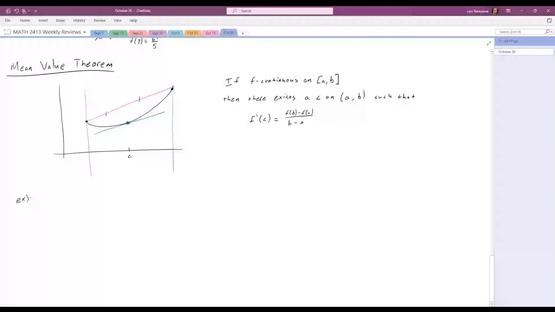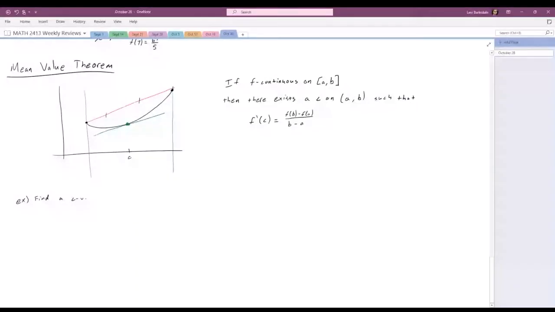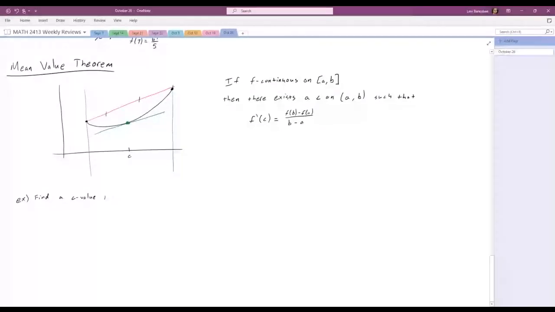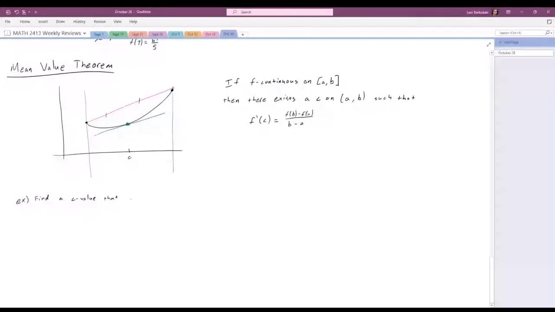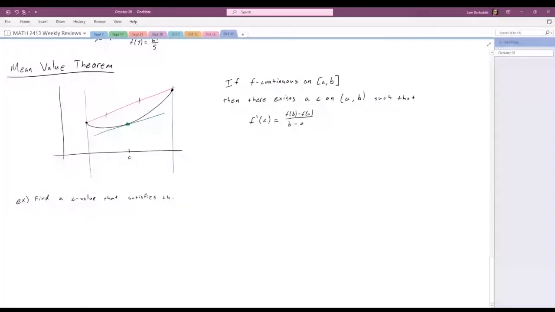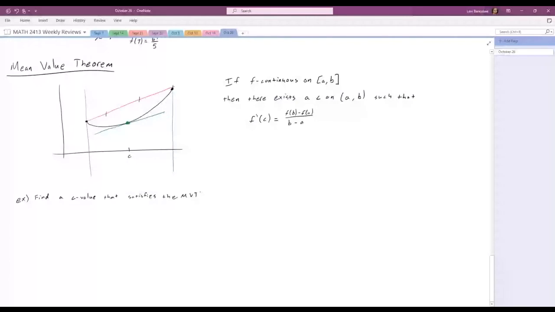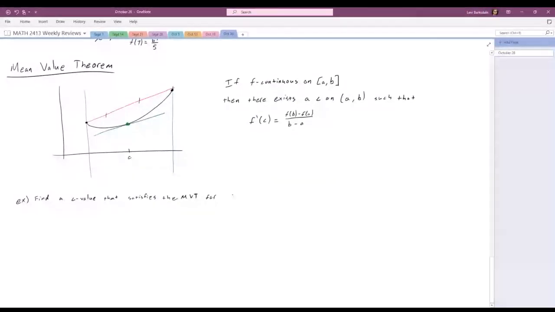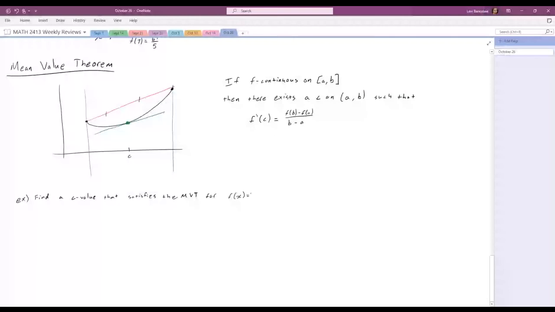So let's go ahead and do an example. Find a c value that satisfies the mean value theorem for the function f of x is equal to x squared. We're going with a simple example on the interval from 1 to 6.